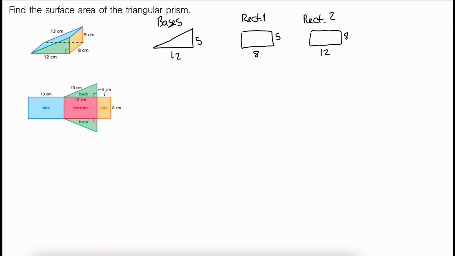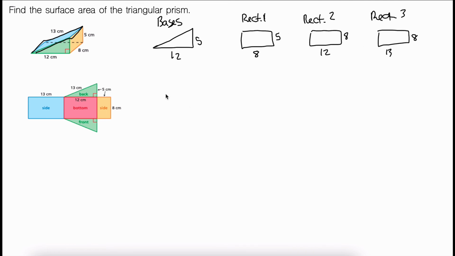Last rectangle, rectangle 3, is this blue, looks kind of like a slide that's slanted downwards. So rectangle 3, the blue one, is 13 inches by 8 inches. If this is 8, then the top of this is 8, so it's 13 by 8. And that should cover all of the sides. There's 3 rectangles and 2 triangles. So my surface area is going to be the area of all of these figures combined together.